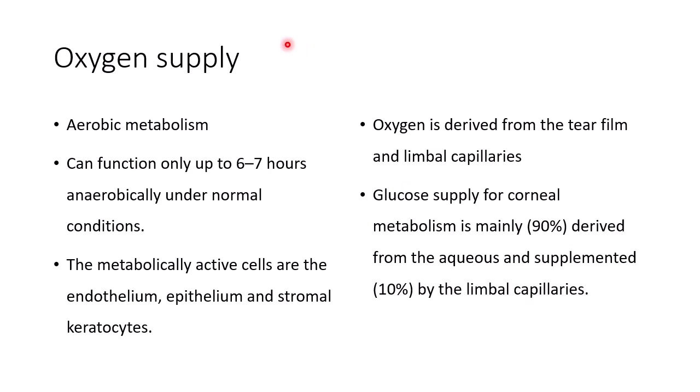Oxygen supply. Cornea is aerobic metabolism mostly, in contrast to the lens where the metabolism is mostly anaerobic. The cornea can function only up to 6 to 7 hours anaerobically. What are the metabolically active cells? The three primitive layers are the metabolically active cells. Oxygen is derived from the tear film and the limbal capillaries. Glucose is mainly derived from the aqueous and the limbal capillaries.